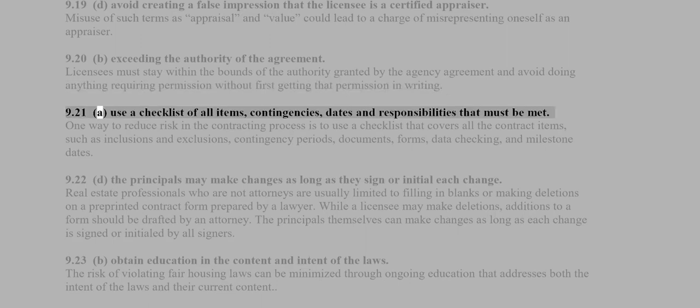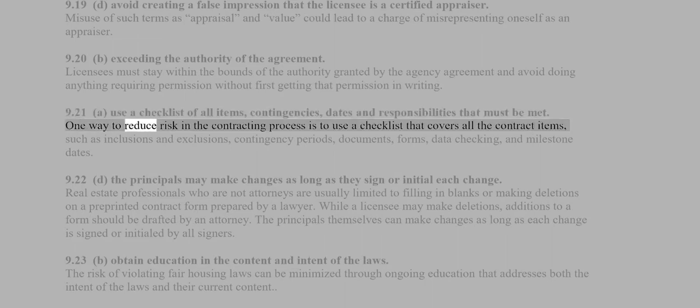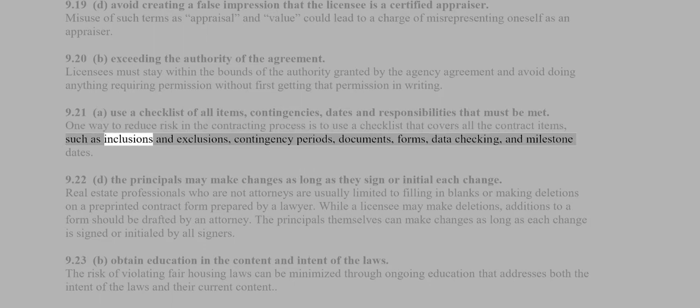9.21, A. Use a checklist of all items, contingencies, dates, and responsibilities that must be met. One way to reduce risk in the contracting process is to use a checklist that covers all the contract items, such as inclusions and exclusions, contingency periods, documents, forms, data checking, and milestone dates.